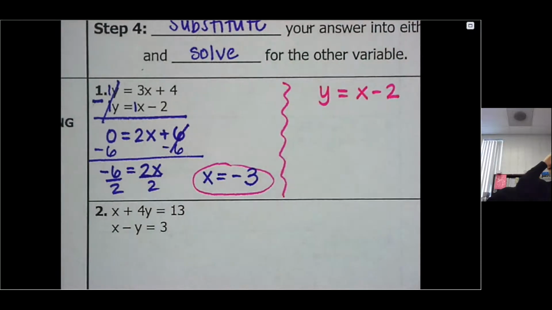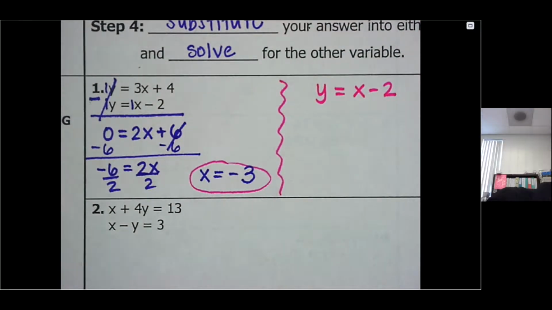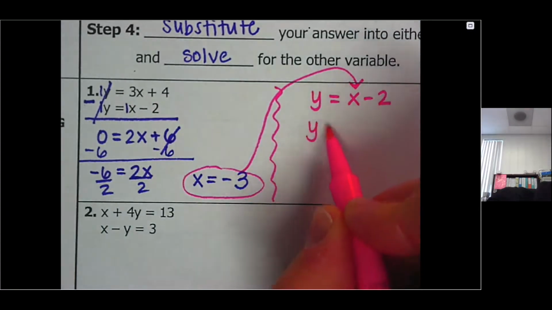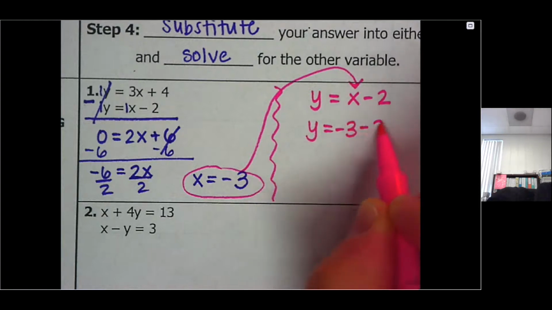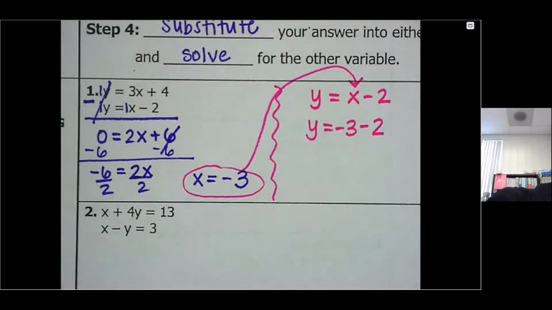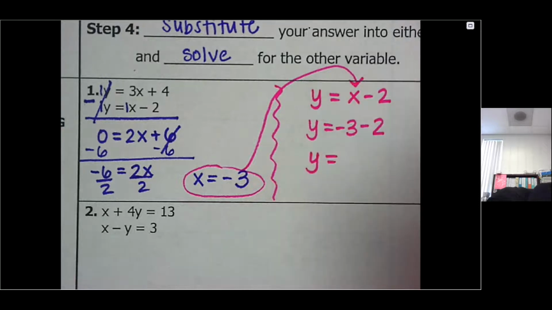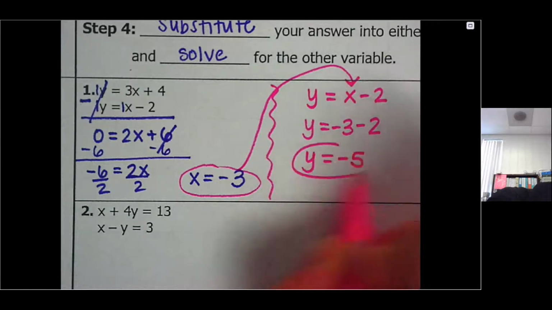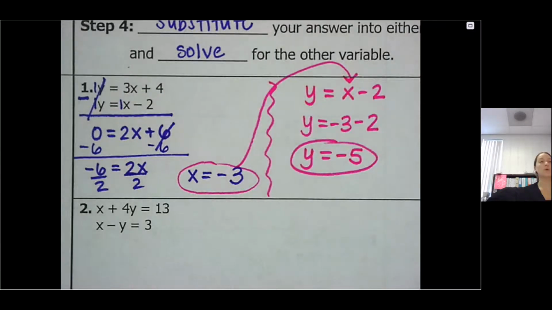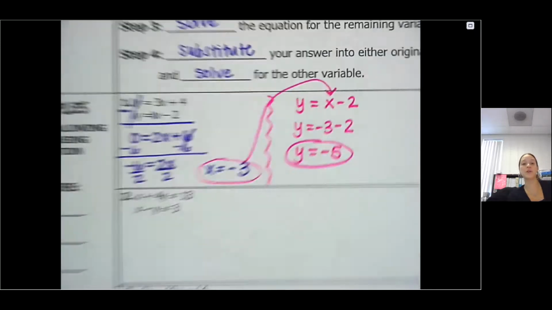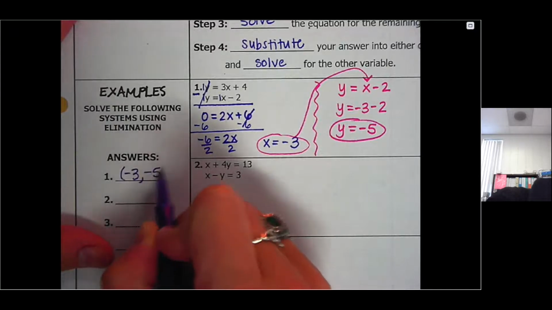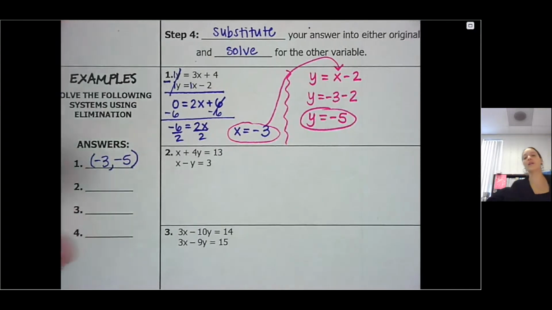So the bottom equation was y equals x minus 2. I'm just going to plug in -3 for my x variable. So I get y equals -3 minus 2. So your y variable is what? -5. And there you have it. There's your x coordinate and your y coordinate. And when we write it as a final solution, which one comes first? Good. -3, -5. And there you go. You just solved that same system of equations by elimination, getting rid of something.